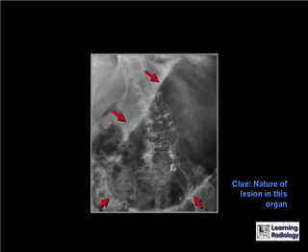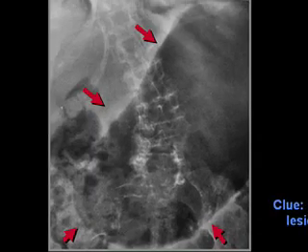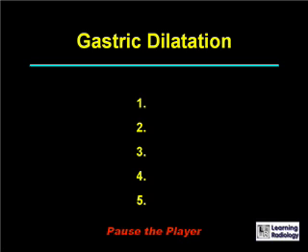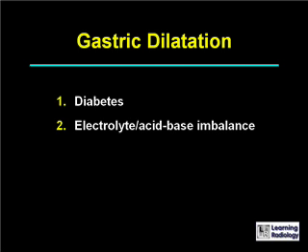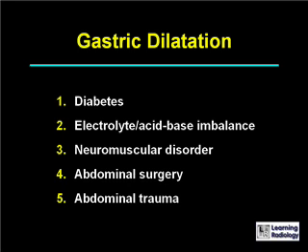Differential diagnosis. Diagnosis is for gastric dilatation. There are 5 main causes. The 5 main causes of gastric dilatation are diabetes, electrolyte or acid-base imbalance, neuromuscular disorder, abdominal surgery, or abdominal trauma.